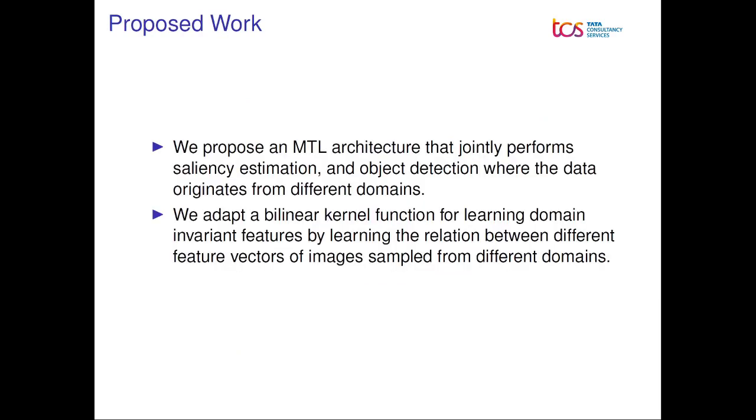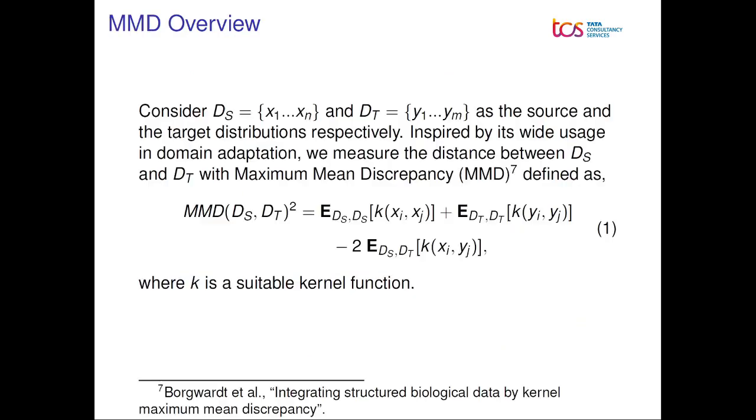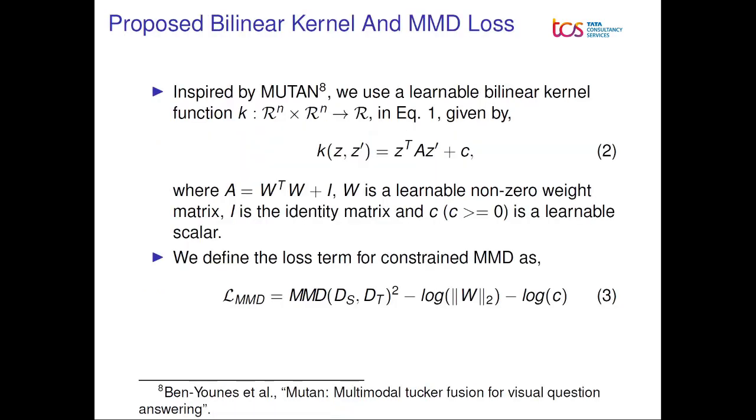In this work, we propose an MTL architecture that jointly performs saliency estimation and object detection where the data comes from two different domains. We also adapt a bilinear kernel for learning domain invariant features. Figure 2 gives an overview of the proposed MTL network in a cross-domain setting. Inspired by its wide usage in domain adaptation, we measure the distances between the two domains using maximum mean discrepancy, and its formula is defined in equation 1.